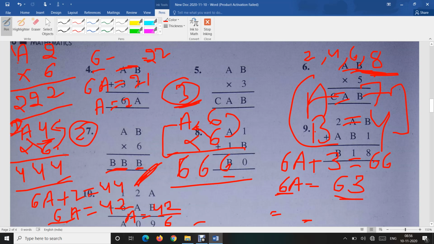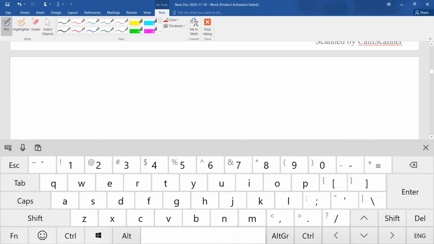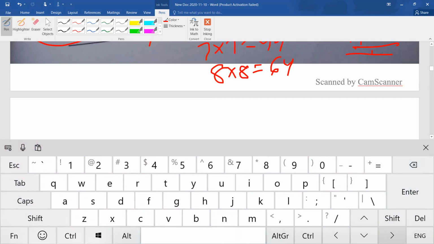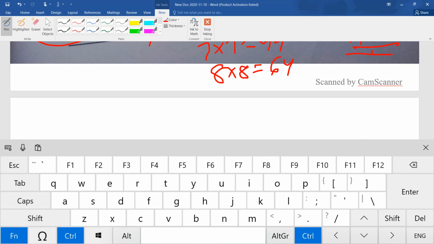So all the remaining questions you have to try by yourself, and I hope you will enjoy solving these types of puzzles. And there is one more thing: exercise 16.1 has also been completed, and you have to try all these questions and do them in your fair notebook. Okay, in the next class we will start the next exercise, and till then you have to do all these questions in your fair notebook. Now enough for today.